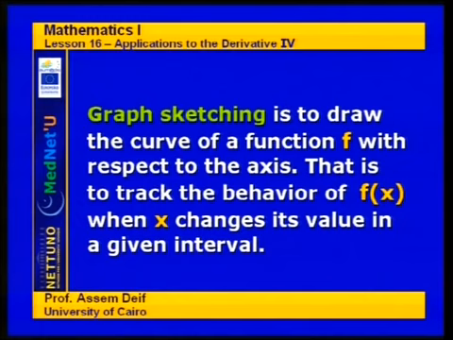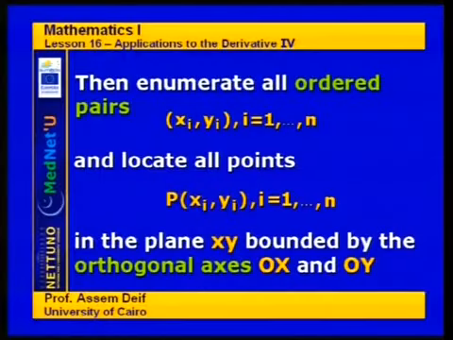For example, if you are concerned with the orthogonal axes, which are the Cartesian ones, this is to track the behavior of f of x when x changes its value in a given interval. In order to do this, what you practically do is draw two orthogonal axes. This is what was proposed by Descartes. Then you give some values of x which pertain to the domain of the function, and calculate the corresponding values of y. Then you enumerate all these ordered pairs from 1 to n. You choose n points, for example, and you locate these points, P of x_i, y_i, on the plane xy, bounded by these orthogonal axes, which are Ox and Oy.